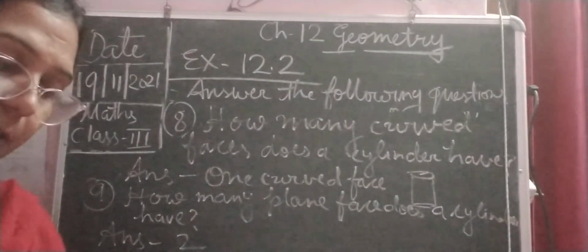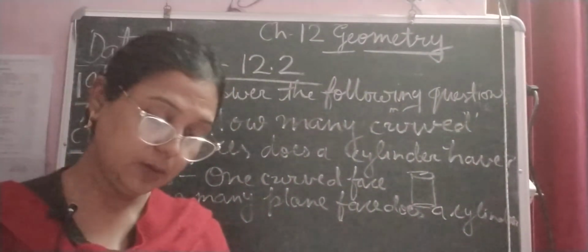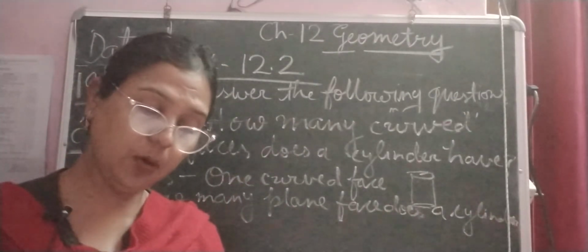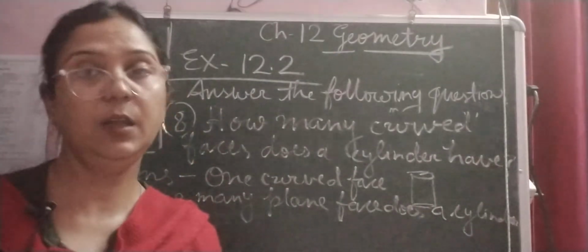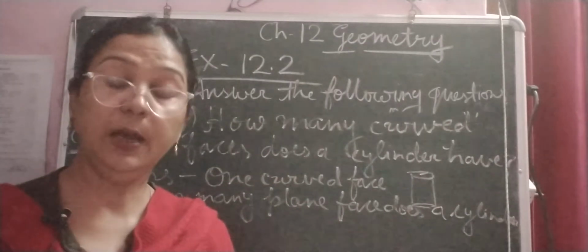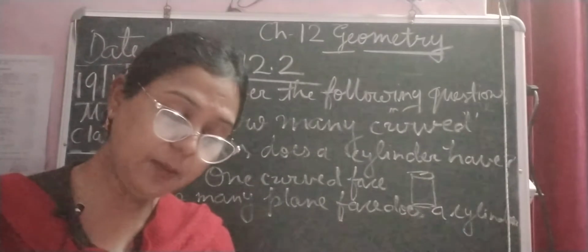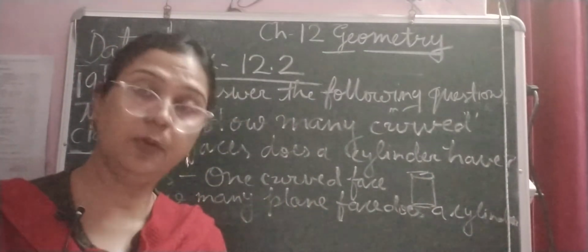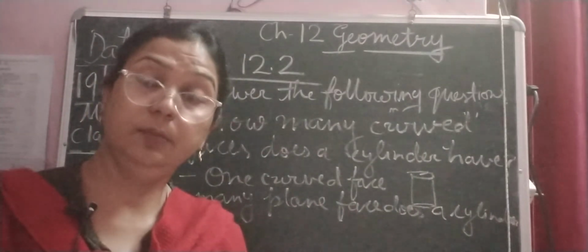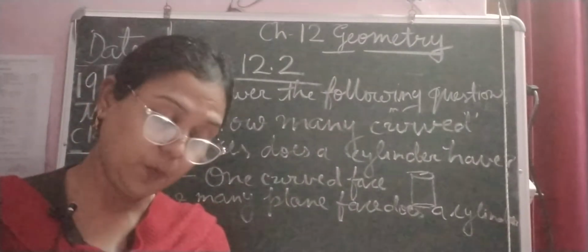Now write the names of two objects that have the shape of a sphere. So children, you will write here the names of two objects that have the shape of a sphere. You can write football, you can write ball, which are circular in shape, or a sphere. Now write the names of two objects that have the shape of a cone. So you can write ice cream cone or a birthday cap.